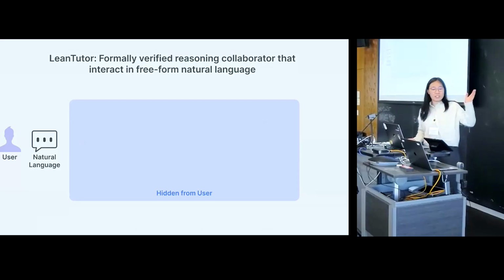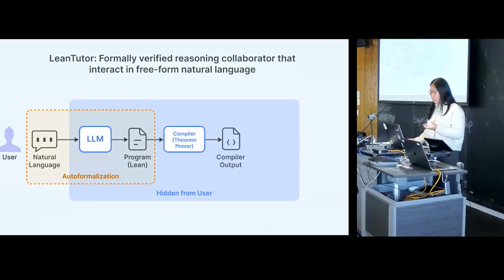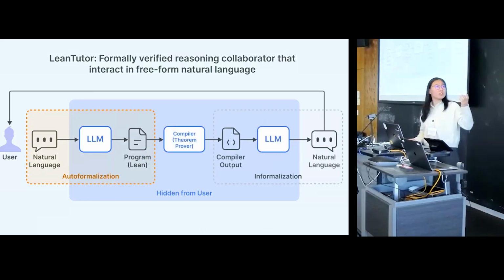So our use case, Lean Tutor, we allow a student to enter their proof in natural language, and then we translate, which we also call auto-formalize, their proof into Lean. And then we use a compiler to compile this proof, and then we informalize this compiled proof back to natural language to give them feedback. So this creates a seamless co-reasoning system where the student can have no knowledge about Lean.